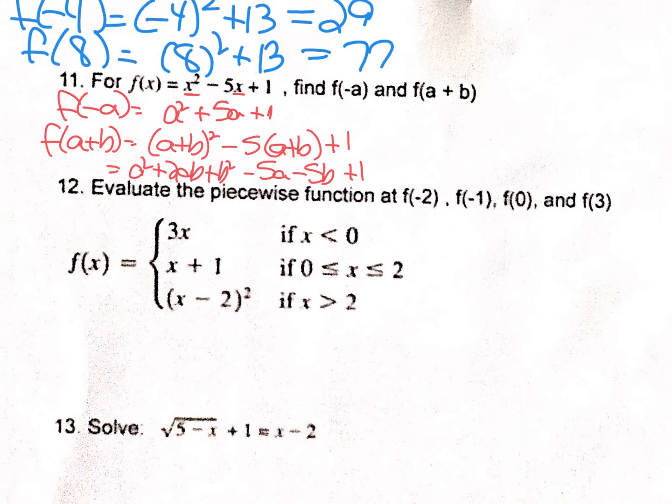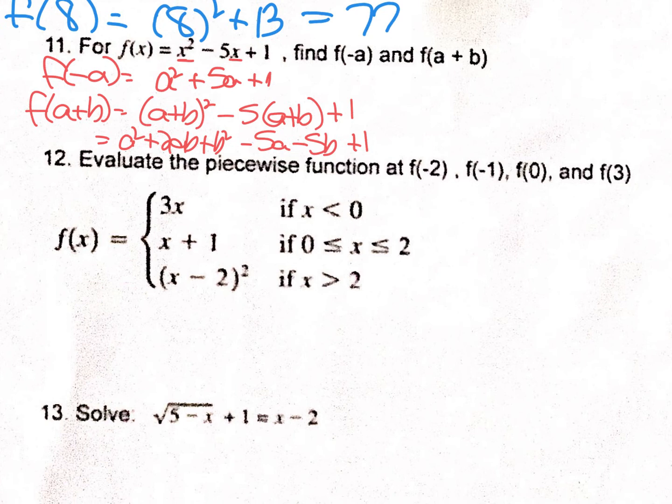Number 12, evaluate the piecewise function. You got 4 answers to find on this one. Let me change colors again. F of -2. You got to figure out where to plug in the -2. -2 is less than 0, so I'm going to plug it right there. 3 times -2 is -6. That's all you do. F of -1.